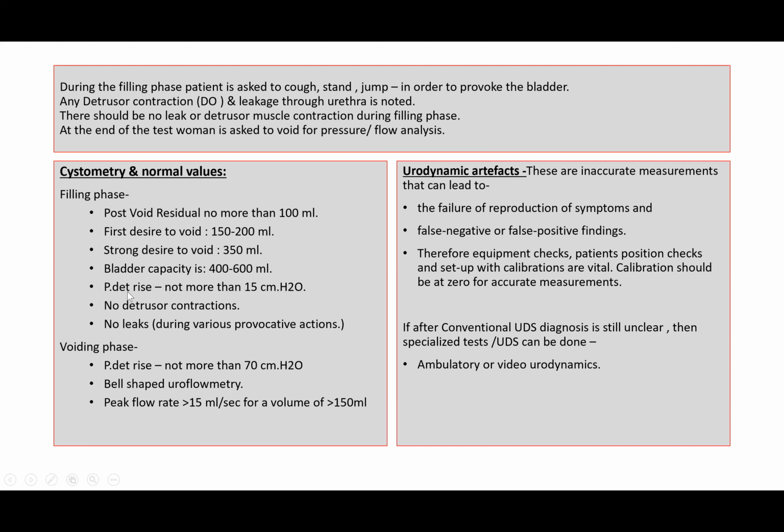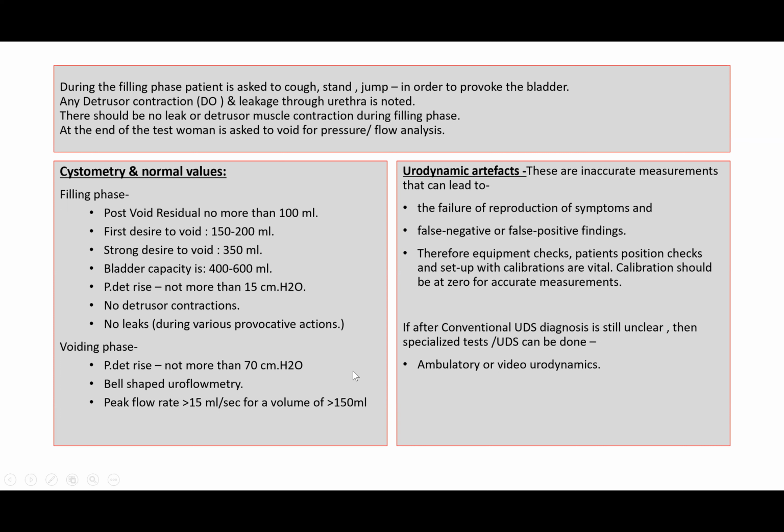During the filling phase, the detrusor pressure rise should not be more than 15 centimeter water. There should not be detrusor contractions, and there should be no leaks. In the voiding phase, of course, there is going to be a little more rise in the detrusor pressure, but it should not be more than 70 centimeter of water. Uroflowmetry is bell-shaped, as we have discussed earlier. What about the peak flow rate? It is more than 15 ml per second for a volume of more than 150 ml.